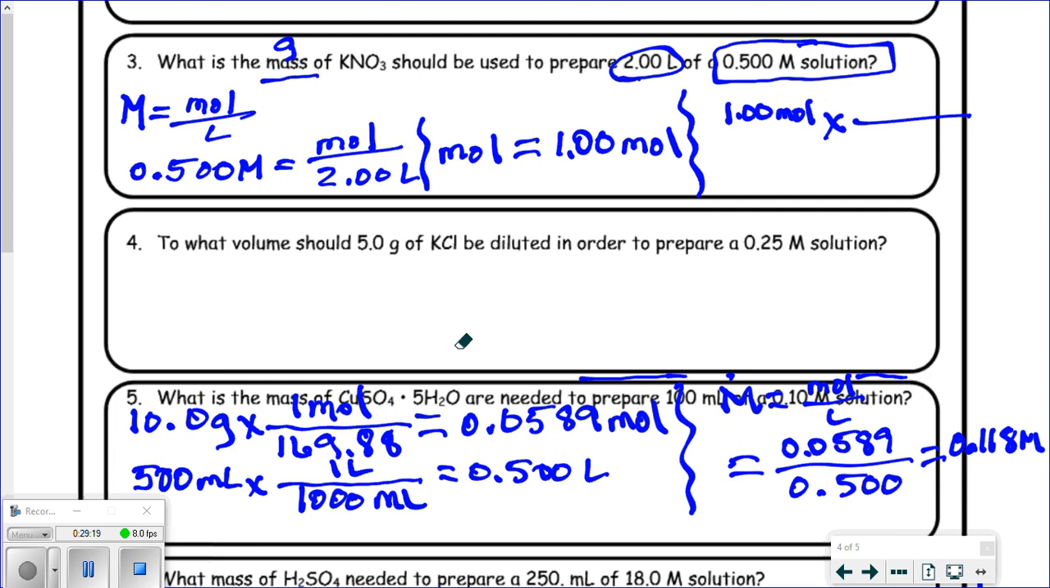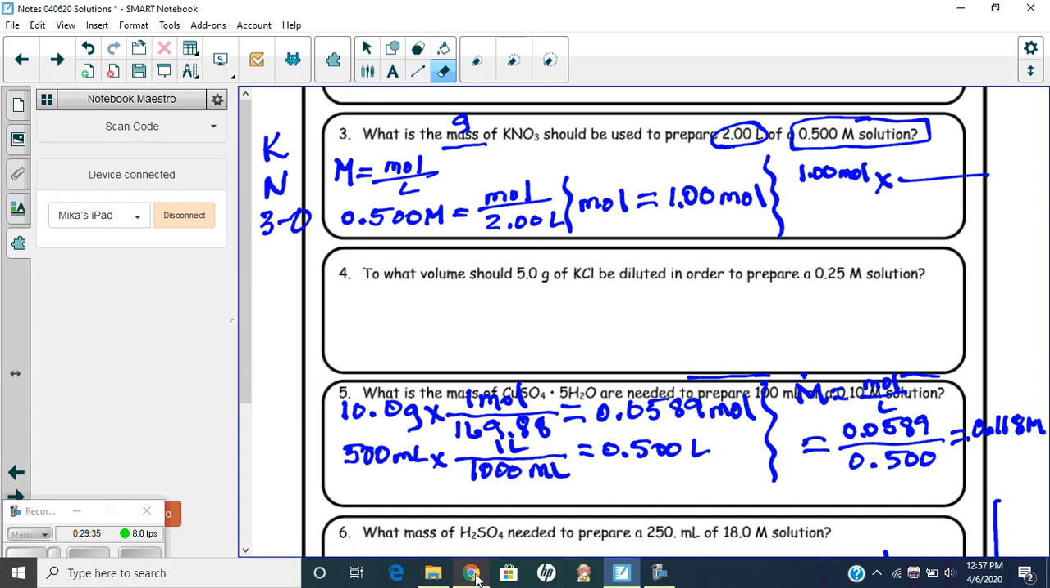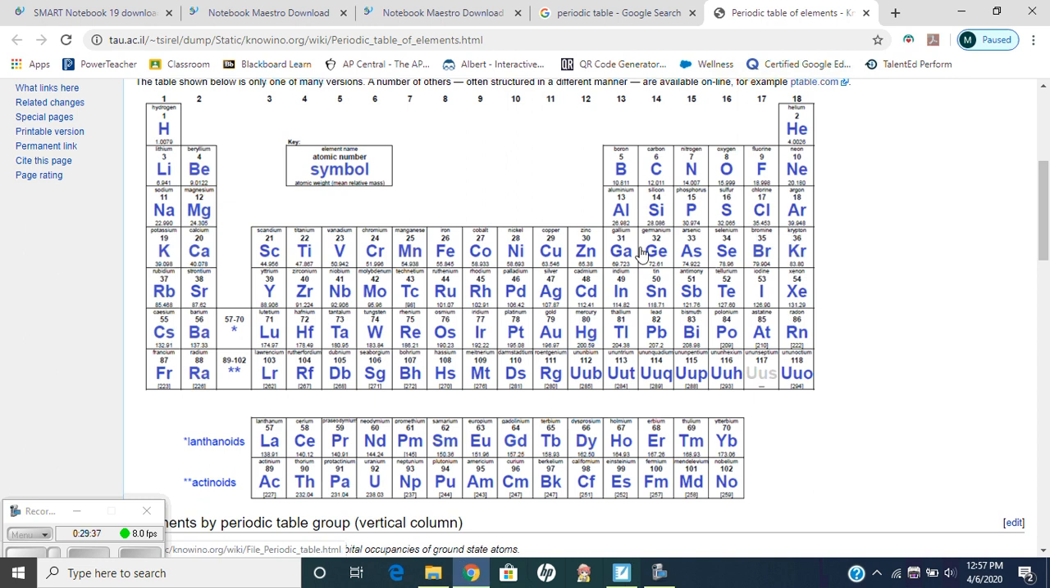Now, how many grams are in 1 mole of potassium nitrate? So we're going to have to add up the K, the N, and 3 O's. Let's go back to our periodic table. Where is Mr. Potassium? He's over here. So 39.1.